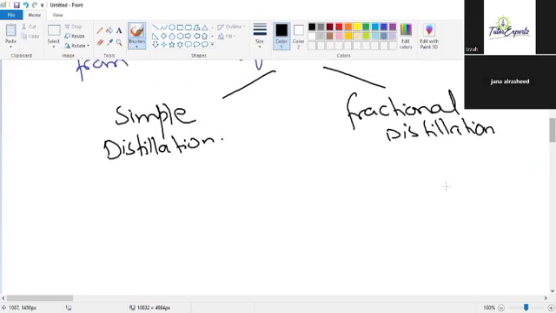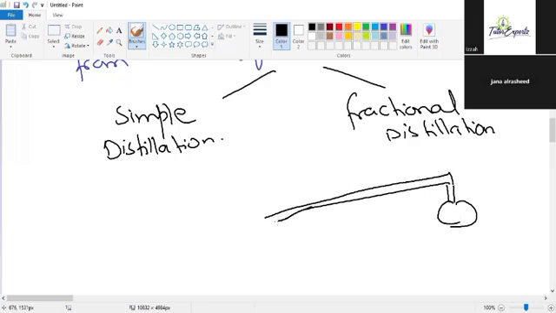So it's just like a flask attached. This type of device is used. It has a fractionating column. This is the column. The fractionating column is used to allow better separation of the components of the mixture. For example, separation of petroleum in an oil refinery.